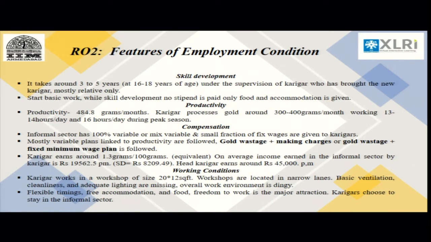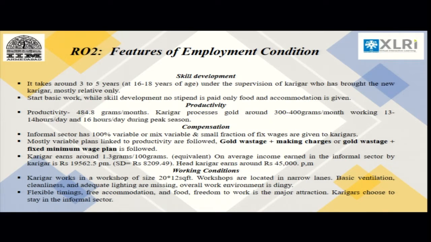And productivity, this is the same across all sectors. This is quite interesting. Labor condition varies from formal to semi-formal to informal, but the productivity expectations and the salary remain the same. The productivity, which our data says, is 484.8 grams per month. A Karigar almost during the month handles around 300 to 400 grams per month, and they work around 13 to 14 hours, 16 hours during the peak season.